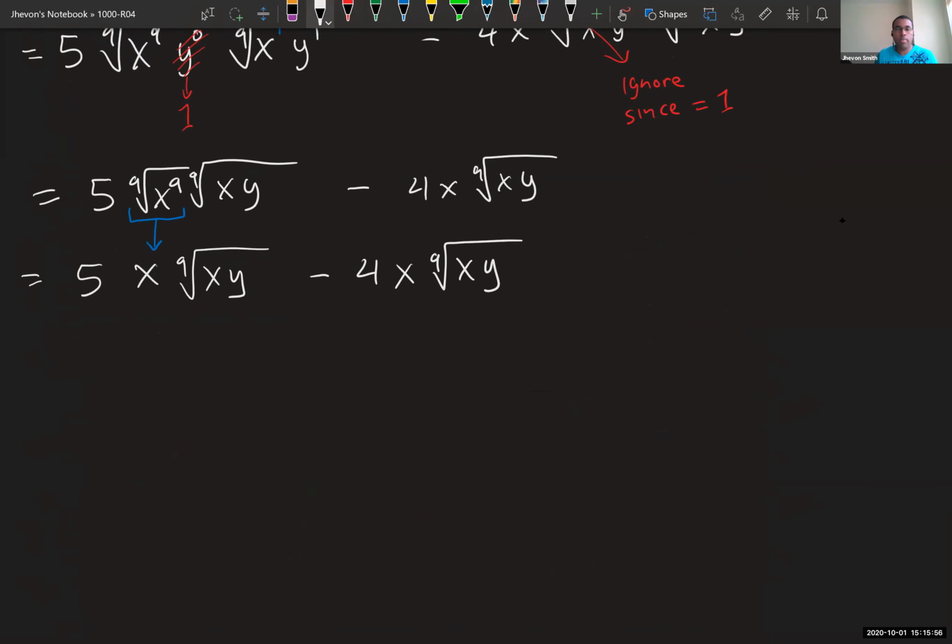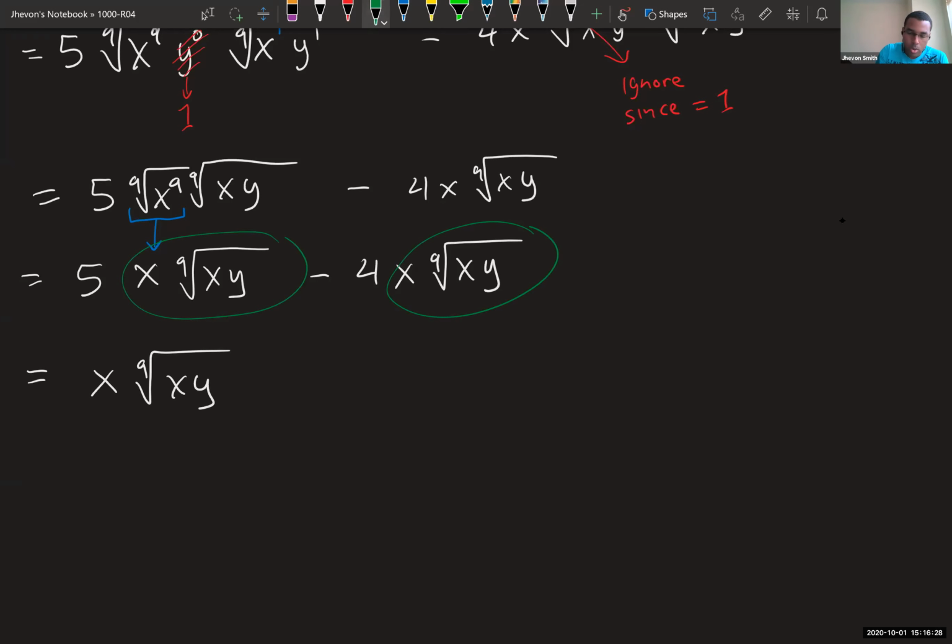I have that. So now I have 5x times the 9th root of xy minus 4x times the 9th root of xy. How can I simplify that? Subtract, because the 9th root of xy and the 9th root of xy are the same. Right. So you just care. These guys are the same, right? So it's like 5 apples minus 4 apples. You're left over with 1 apple, right? So you're just left over with x times the 9th root of xy, right?